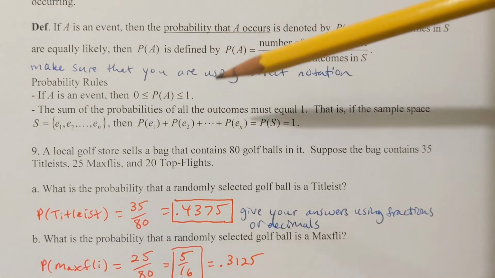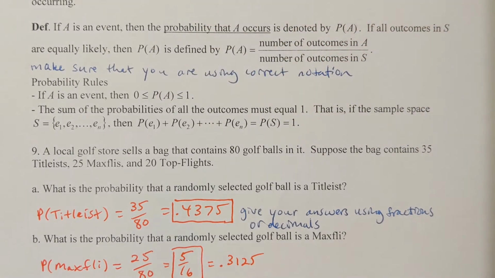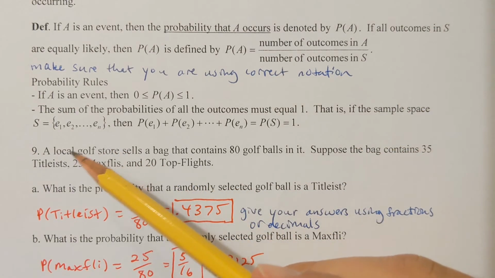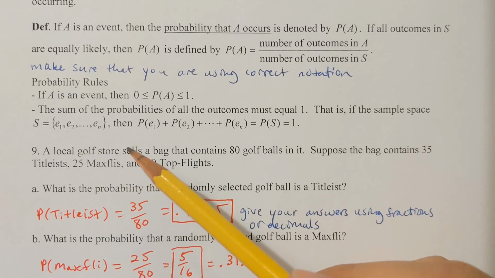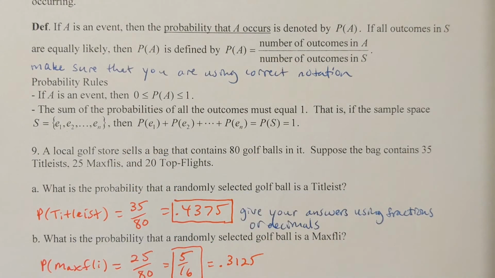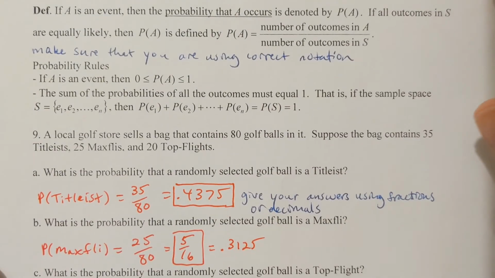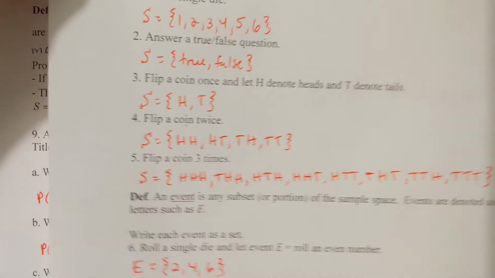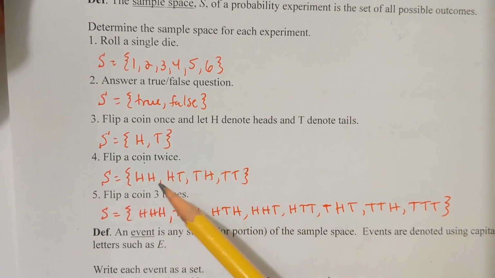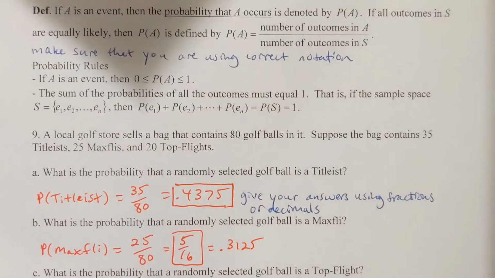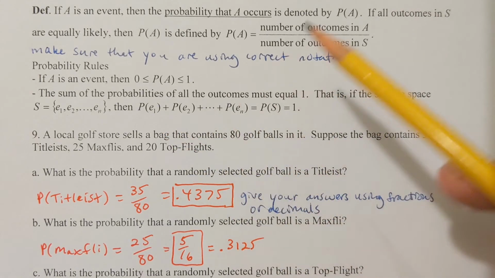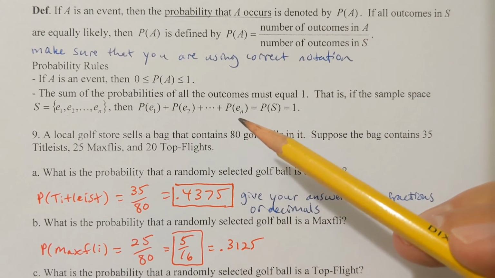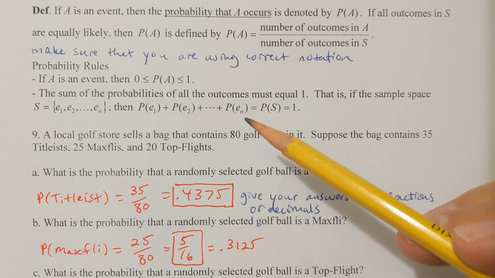So keep in mind, I see numbers that are bigger than 1 more than I should. Number 2: the sum of the probabilities of all the outcomes must equal 1. That is, if the sample space consists of the outcomes E1, E2, E3, all up to E sub n, like this sample space here had 4 outcomes, so I call it E1, E2, E3, E4, then the probability of E1 plus the probability of E2 plus the probability of E3 plus etc., all up to the probability of E sub n.